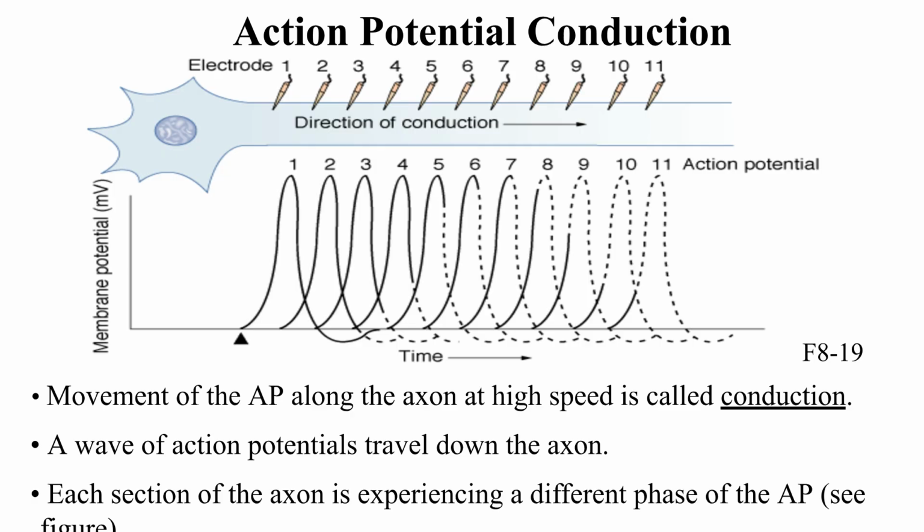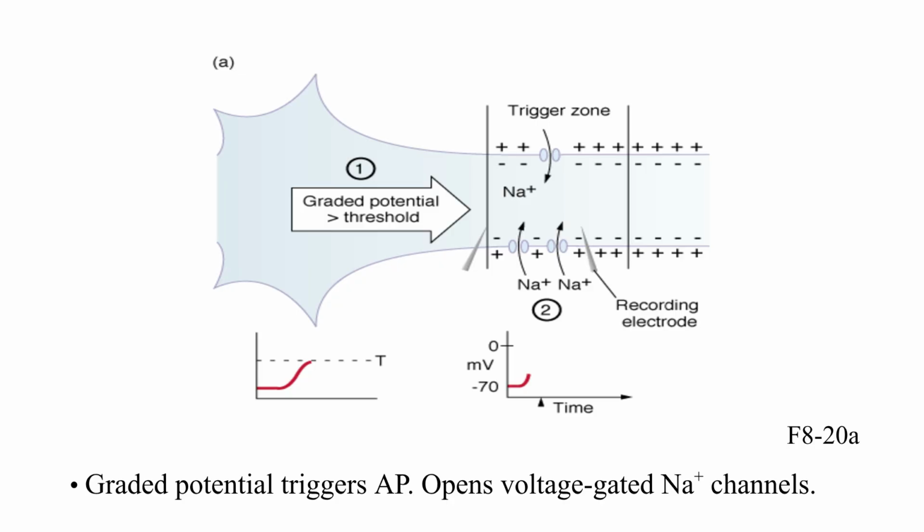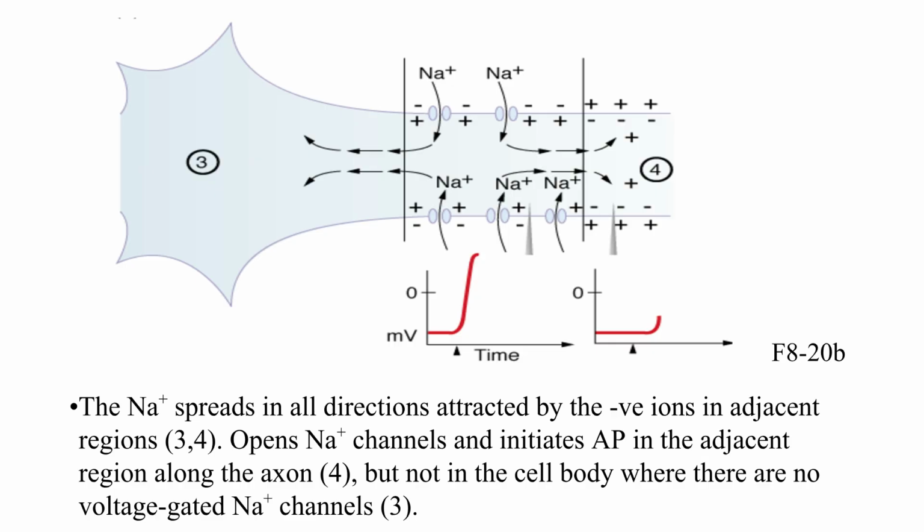A wave of action potentials travels down the axon, with each section in a different phase of the action potential. A graded potential triggers an action potential, opening voltage-gated sodium channels. The sodium spreads in all directions, opening sodium channels and initiating an action potential in the adjacent region along the axon, but not in the cell body.